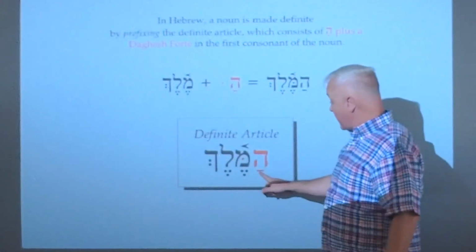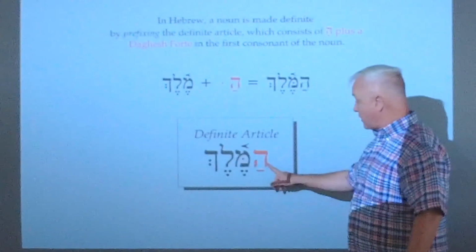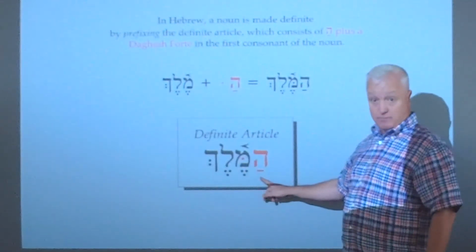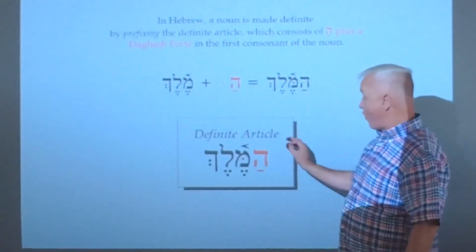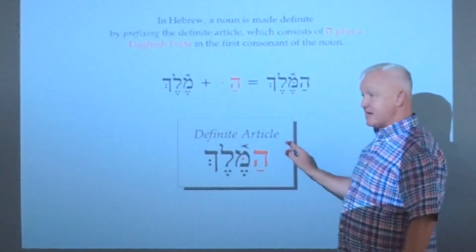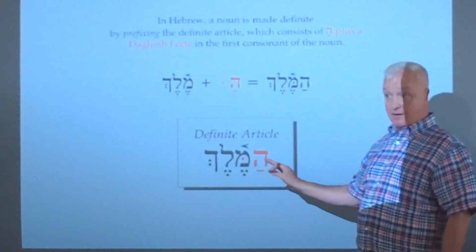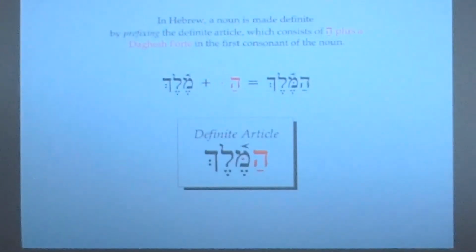I like how they did this in red. You can see in the word Hamelech all three of those parts of the definite article, right? That's how you form the phrase Hamelech. Everybody understand? Good. I can go slow because that's all there is to this.